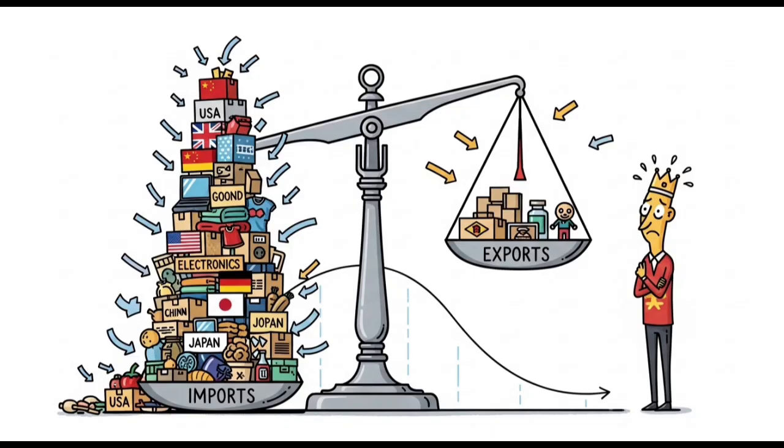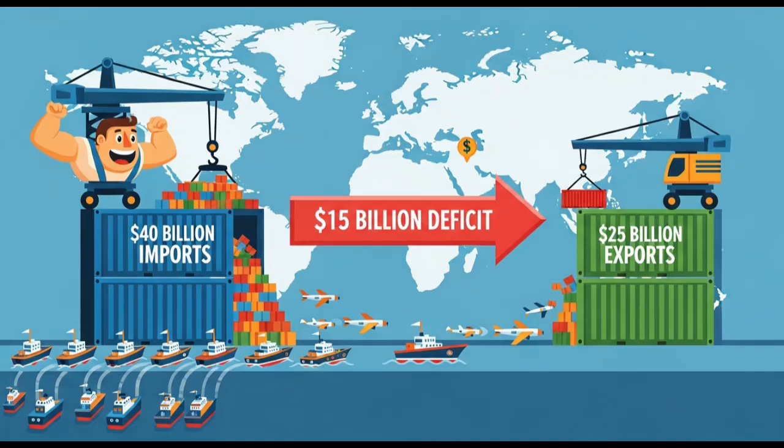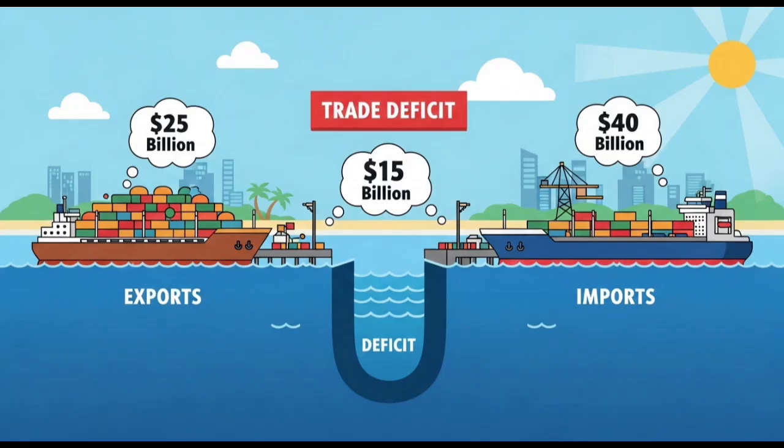A trade deficit happens when a country imports more goods than it exports. For example, a country's export is $25 billion, but the country's import is $40 billion. The gap between the import and exports is $15 billion. This gap is called the trade deficit.